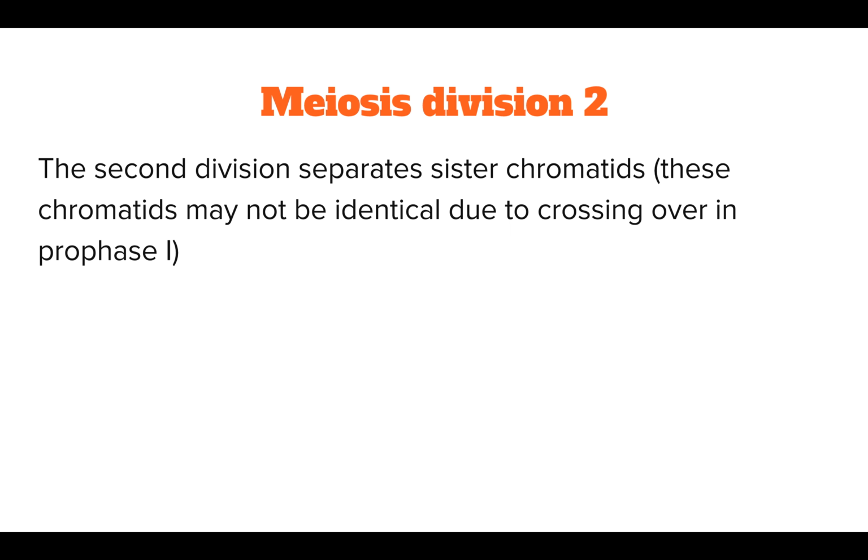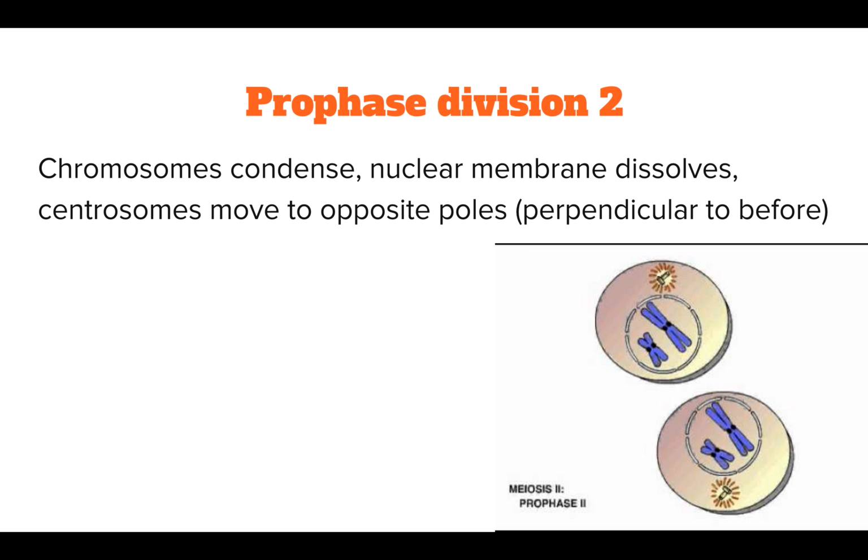So now we're going to go to meiosis division 2, or meiosis part 2. This is the second stage that separates sister chromatids. And you must remember, chromatids will not, or most likely will not, be identical due to crossing over or variation in prophase 1. Okay, now if you remember what I said earlier, most of this will be very similar. You just have to remember that there's two haploid cells this time. So, as in prophase 1, chromosomes condense, nuclear membrane dissolves, centrosomes move to opposite poles, and they're perpendicular to before.